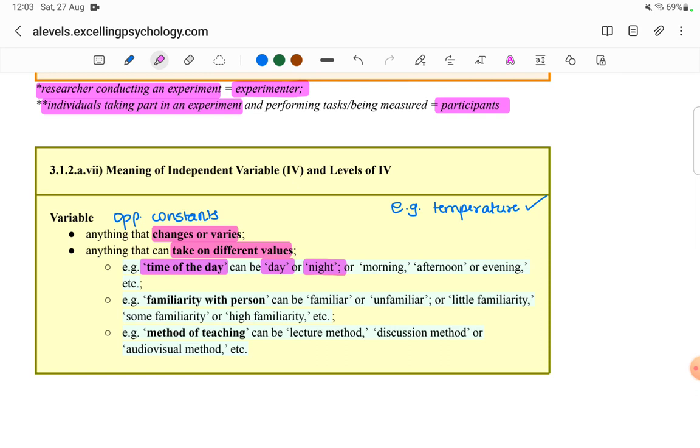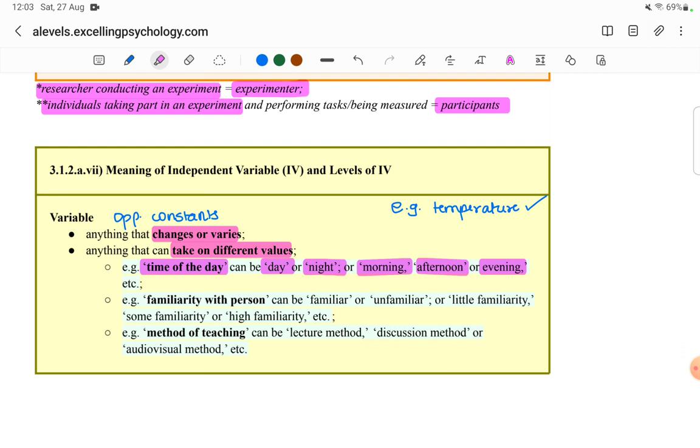So one researcher might be interested in time of the day as day and night. Another researcher might be interested in the same variable but different values of it. So he might be interested in time of the day in terms of morning, afternoon, or evening. The variable remains the same, it's just that two different researchers are interested in different values of it.